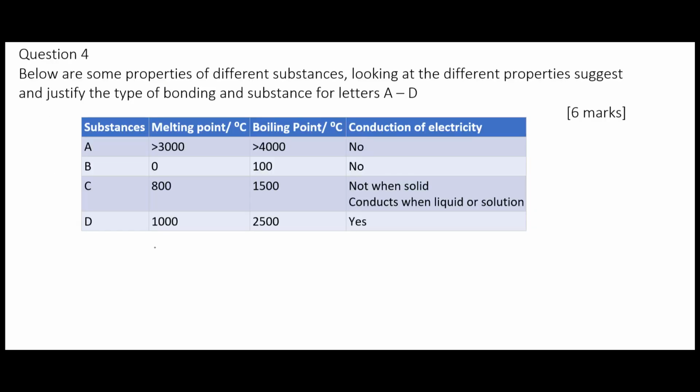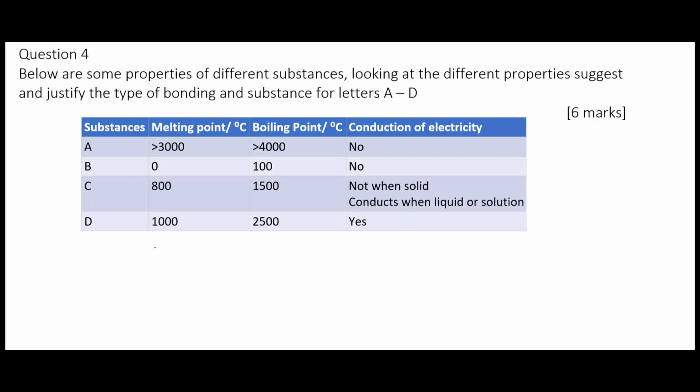Okay guys, take a look at question 4. And in question 4, you're shown a table with 4 different substances. These substances are labelled as A, B, C, and D. And what you should be able to do is to look at this table, which is a very high level skill, but look at the table, look at the properties of each substance, and suggest and justify the type of bonding and substance for each of the letters. So pause the video and have a go at answering. Again, this is a 6-mark question, and then just click play and we'll go through the answers.